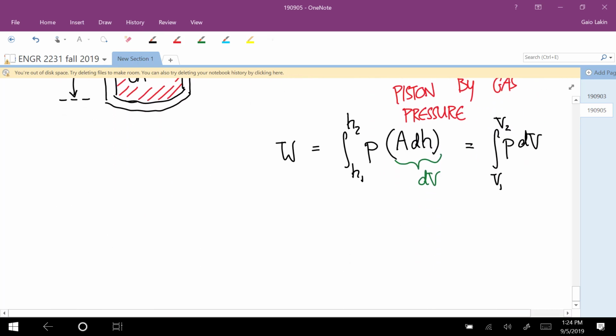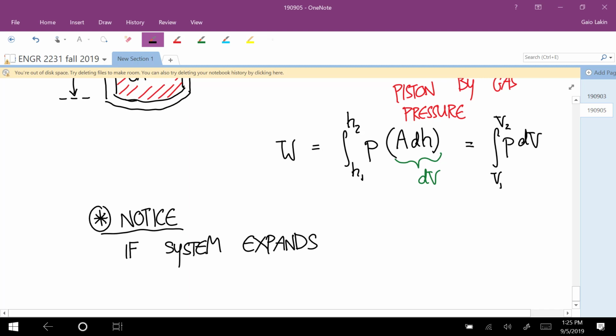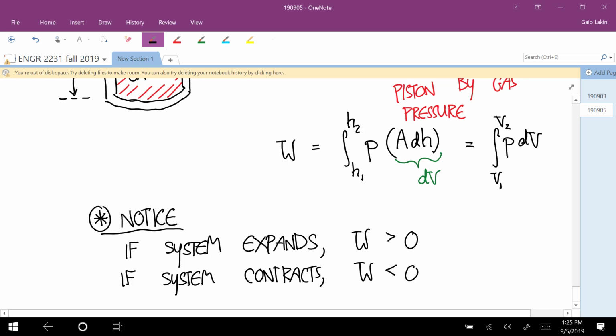Okay. And the effect is, notice, if the system expands, work is positive, and if the system contracts, work is negative. So that always gives you a way to sanity check your answers using this.